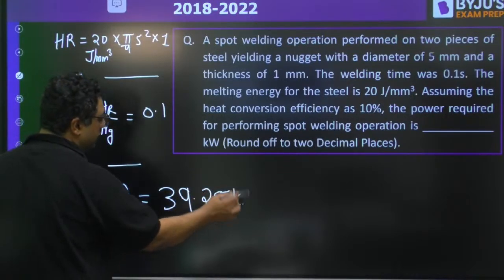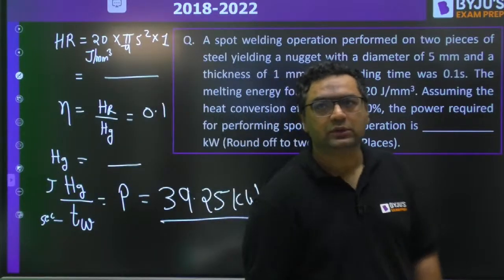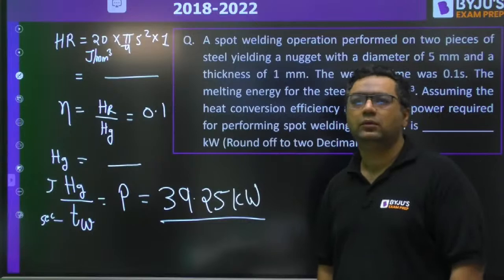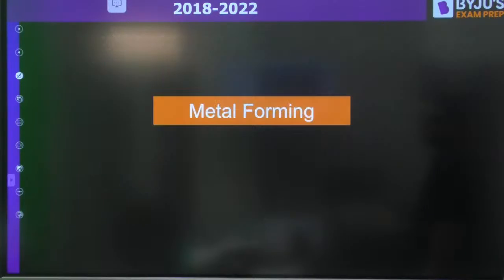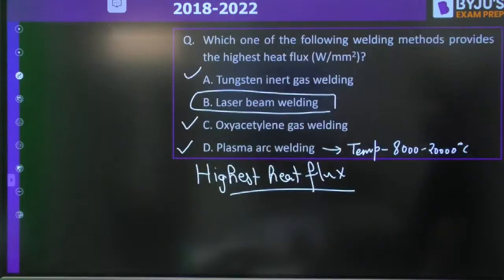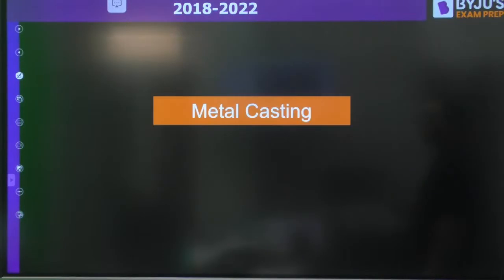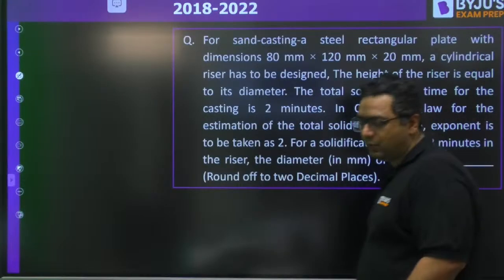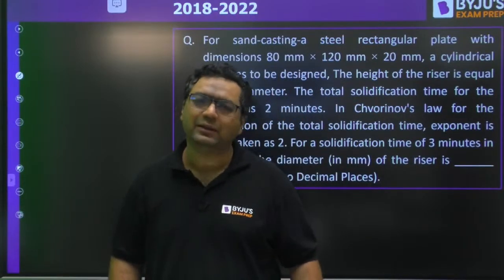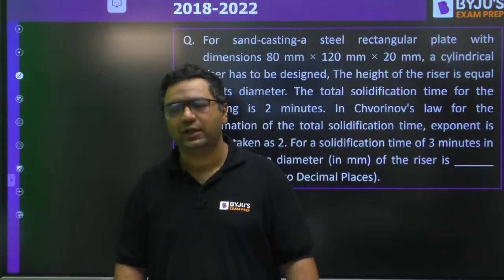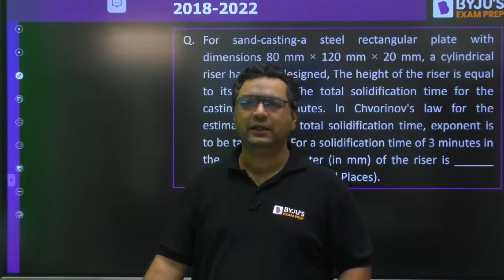Yes, 39.25 kilowatts. Okay, so the answer is 39.25. So guys, with this we have completed the welding question. Now we will solve the casting question, and with that we will close today's session. This is production part 1, and in production part 2, guys, we will be solving metal forming, metal cutting, metallurgy, inspection and computer integrated manufacturing. So in that way, we will complete this into two parts.